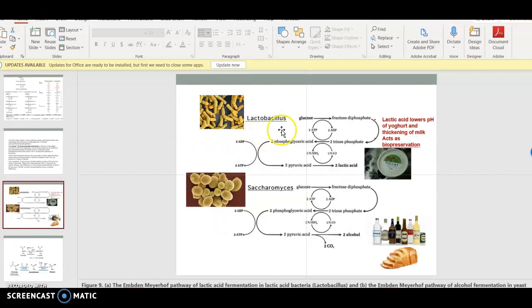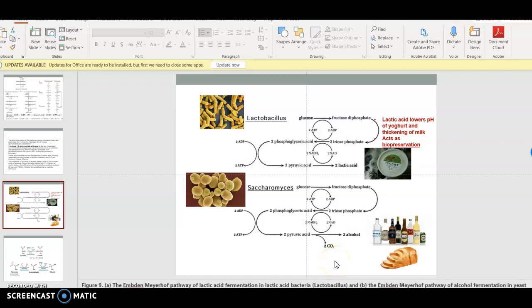Okay, so this is an example of the processes. The first one is glucose will eventually produce pyruvic acid, and lastly it will produce 2 lactic acid in a homolactic fermentation. Okay, in other microorganisms, for example Saccharomyces or yeast, glucose will produce pyruvic acid eventually using the same processes, but instead of producing lactic acid, it will produce alcohol and also CO2.